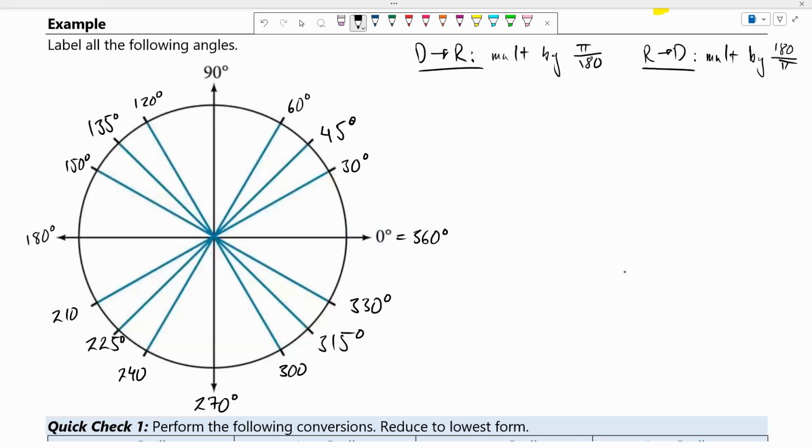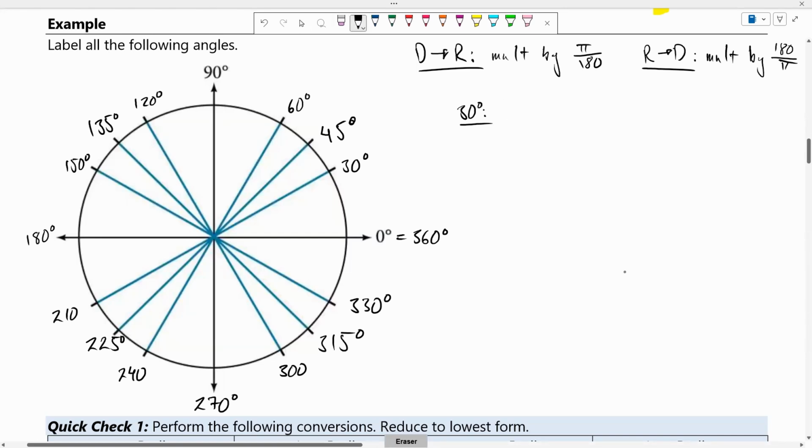You multiply by 180 over pi. So let me grab a couple of these. Let me grab 30 degrees, and I want to make this into radians. That means I'm going to be multiplying by pi divided by 180.